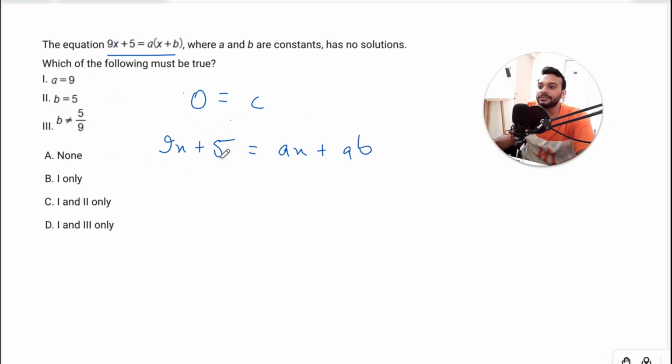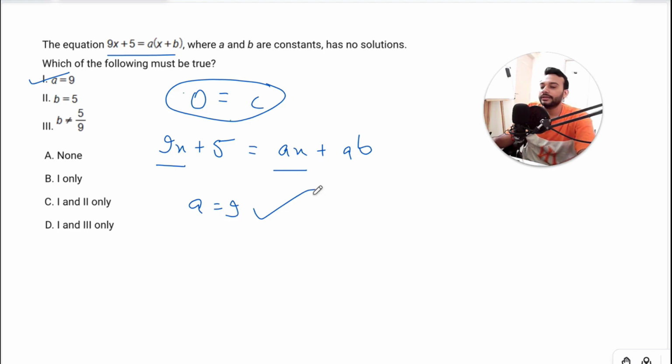The variable terms must cancel each other. The constant terms must not cancel each other. Then only we'll get a condition where there would be no solutions. So the variable terms, for them to cancel each other, they must be equal. So comparing the variable terms, 9x should be equal to ax, or a is equal to 9. This is for sure one of the correct statements. So the first statement is correct.